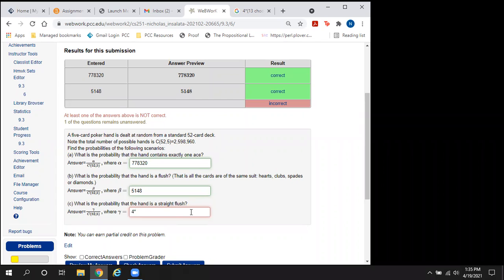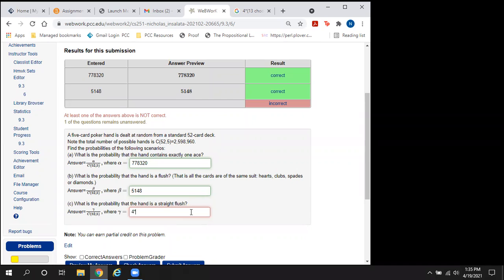What's the high straight? So that was the lowest straight, 2, 3, 4, 5, 6. What's the highest straight? 10, Jack, Queen, King, Ace. Perfect. So how many different straights are there? 9, right? 2 through 10 inclusive, so 9 total.